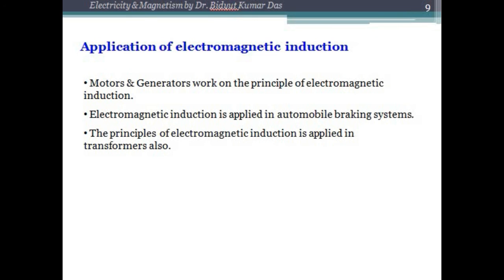Electromagnetic induction is also applied in the automobile braking system. In modern cars, the braking system basically works on the principle of electromagnetic induction, which is basically the principle of Lenz's law and the eddy current. The principle of electromagnetic induction is also applied in the transformer, which is used to transport electrical current to our houses.